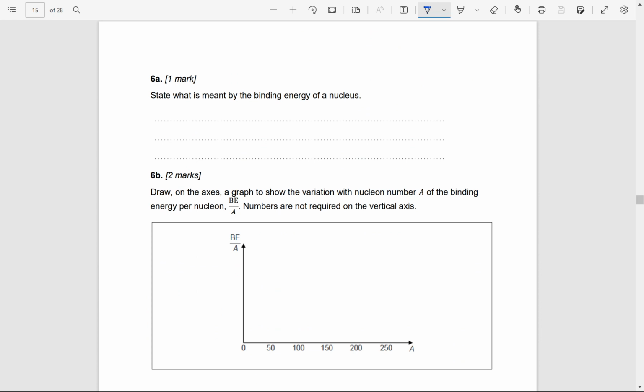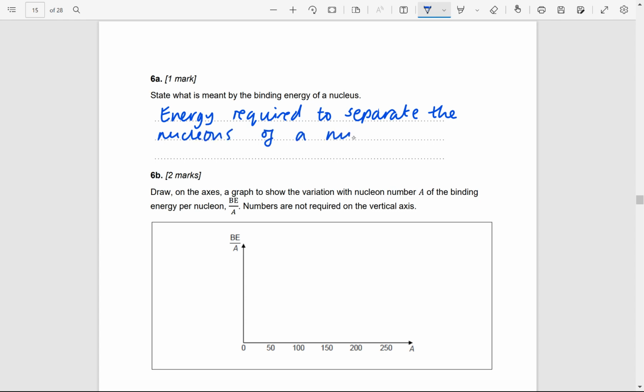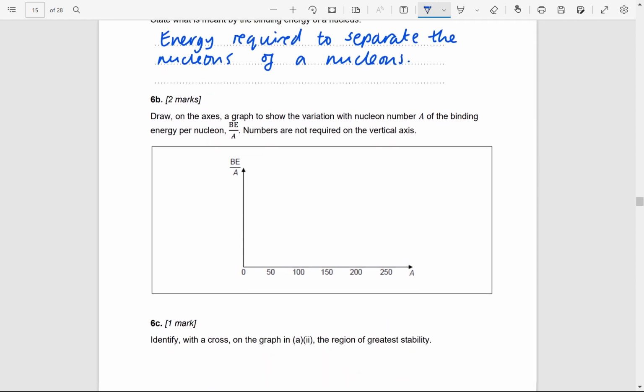6a, state what is meant by the binding energy of a nucleus. The binding energy of a nucleus, now there's different ways of learning this. You can either talk about the energy required to separate, or you can say the energy released when you bring together. I like to say when you're separating. So I always say it's the energy required to separate the nucleons of a nucleus into their constituent parts.